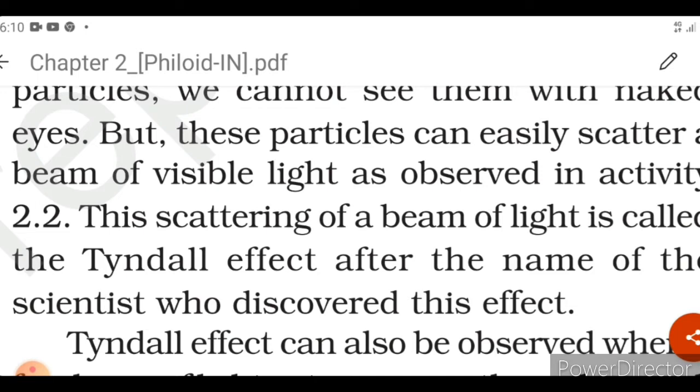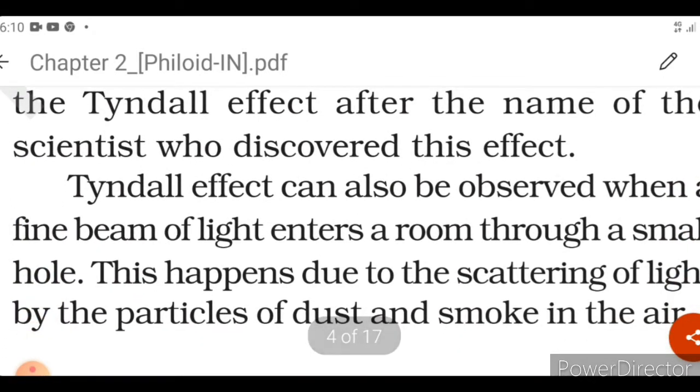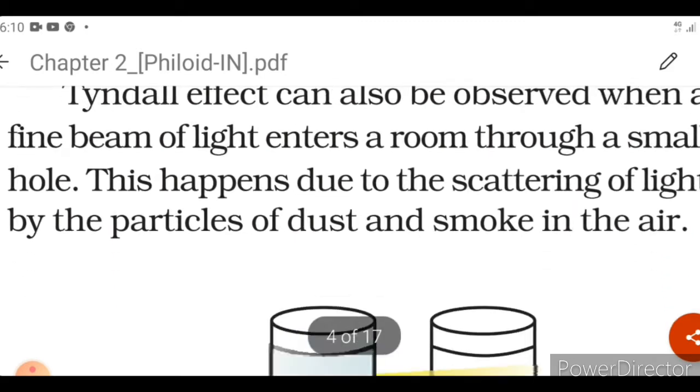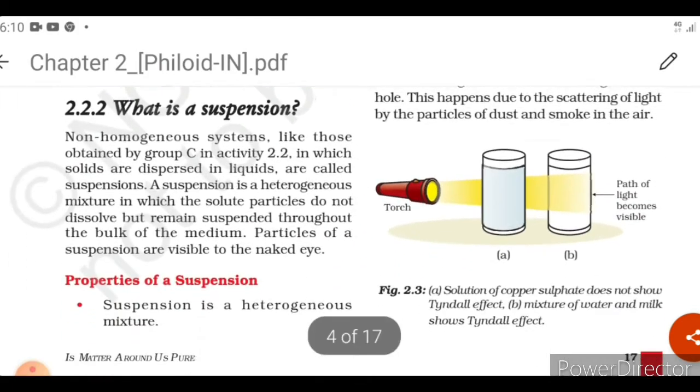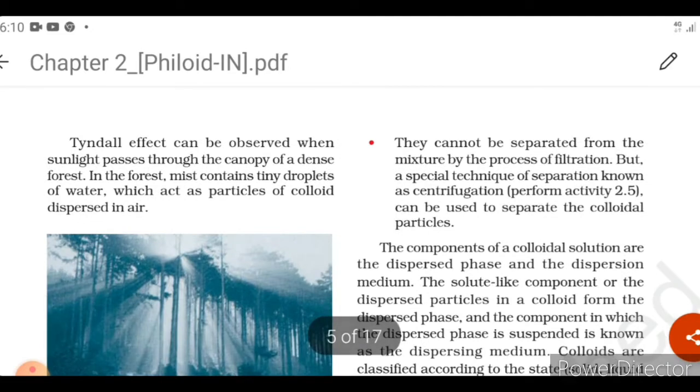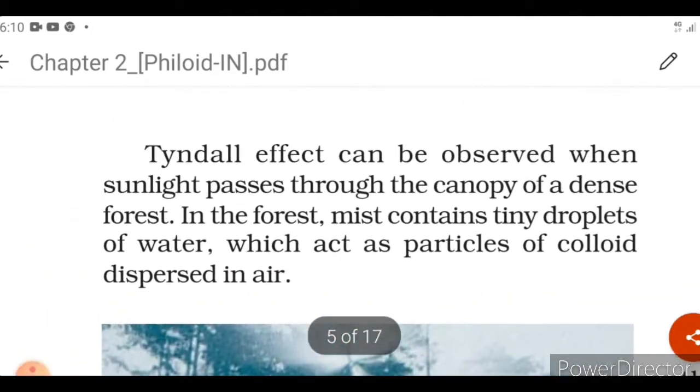I already discussed this in the subtitle 'what is a solution'. So just read this. The Tyndall effect can be observed when a fine beam of light enters a room through a small hole. This happens due to the scattering of light by particles of dust and smoke in the air. See, this is the picture. The Tyndall effect can be observed when sunlight passes through the canopy of a dense forest. In the forest, mist contains tiny droplets of water which act as particles of colloid dispersed in air.